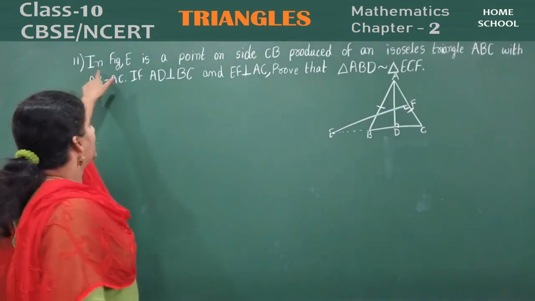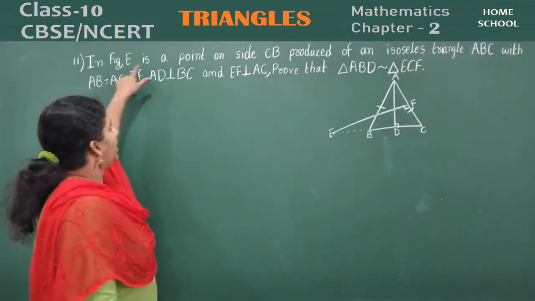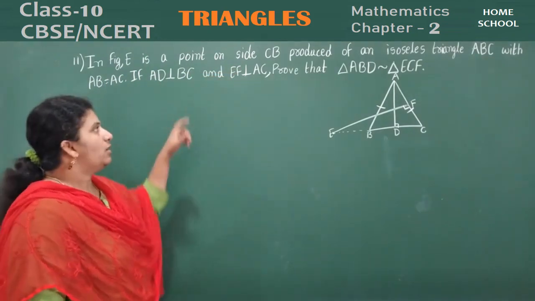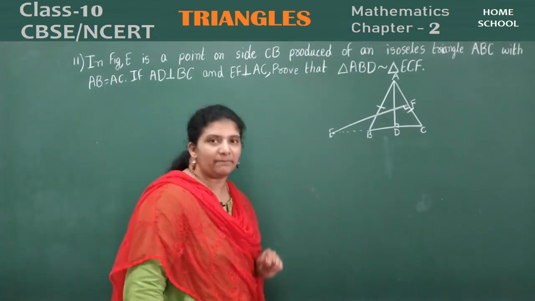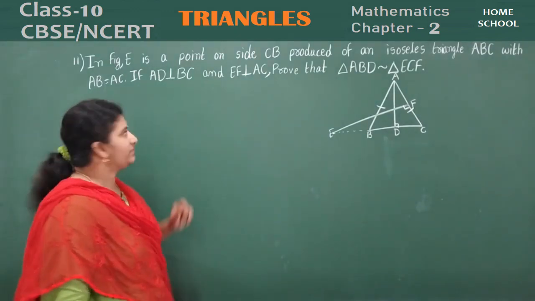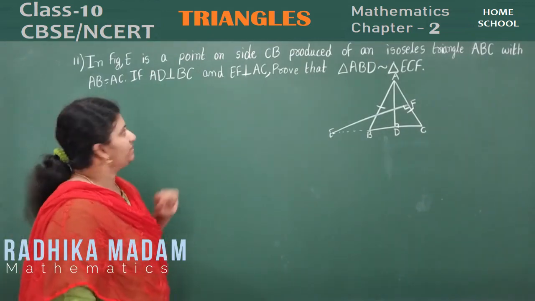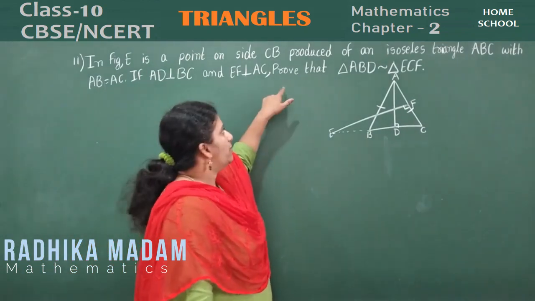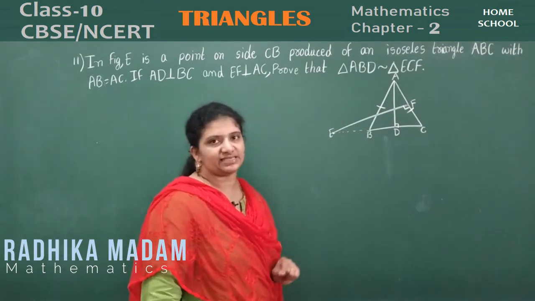Look here. In the figure, can you see the figure there? E is a point on side CB produced of an isosceles triangle ABC with AB equal to AC. If AD is perpendicular to BC and EF is perpendicular to AC, prove that triangle ABD is similar to triangle ECF.